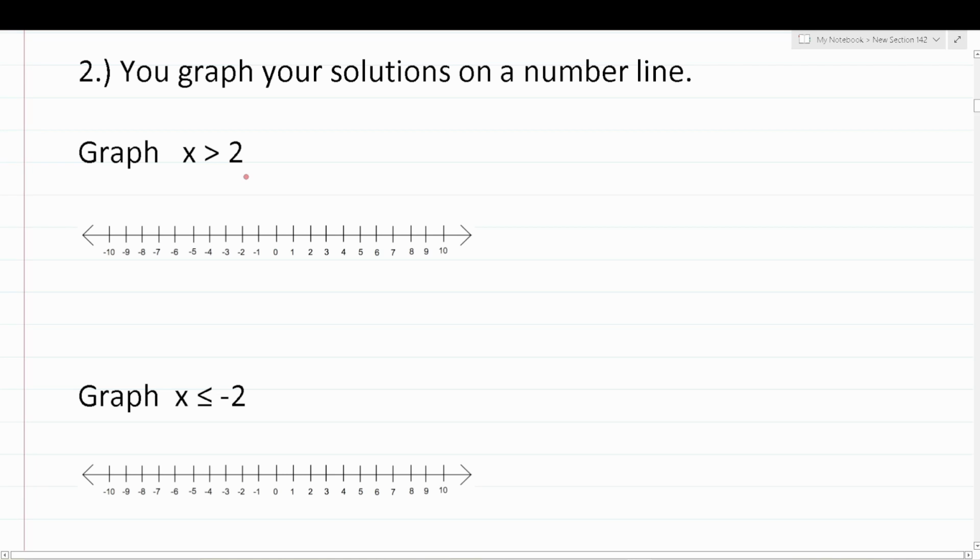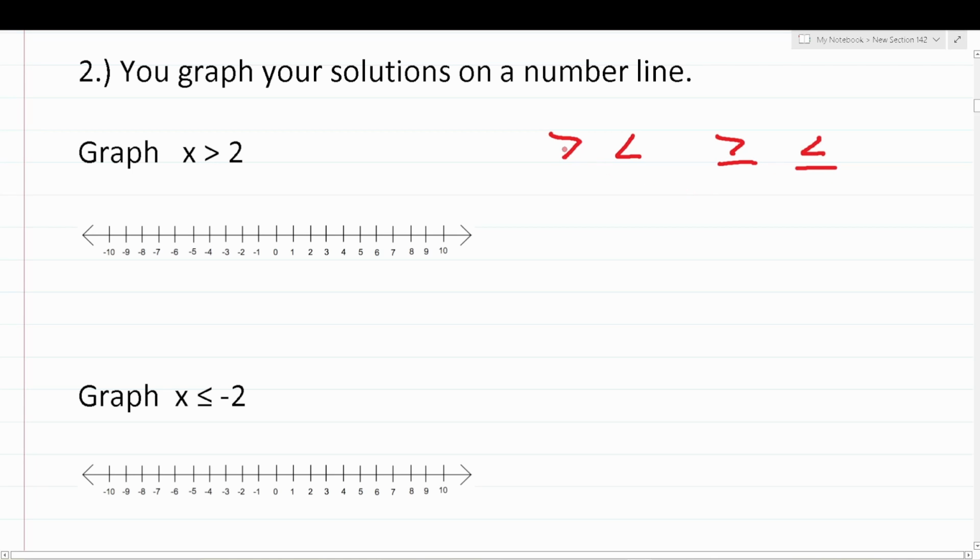All right, so the second most notable difference between equations and inequalities is the fact that you graph your solutions to inequalities on number lines. And let me just say this, as far as inequality signs go, there are 4 of them. There's greater than, less than, greater than or equal to, less than or equal to.